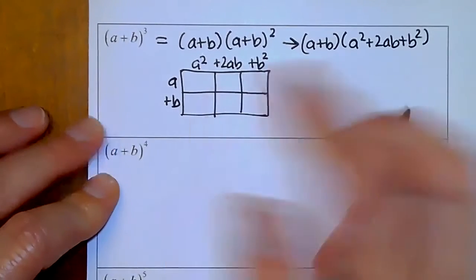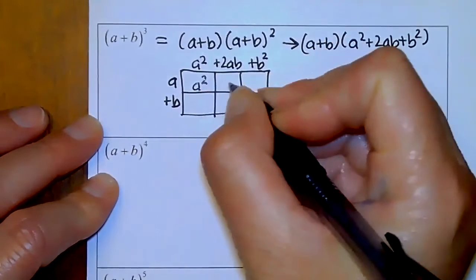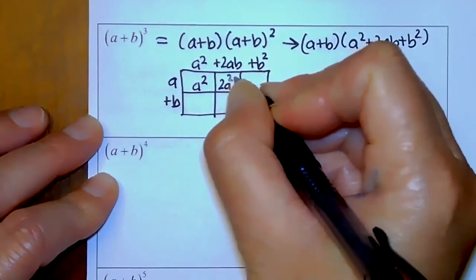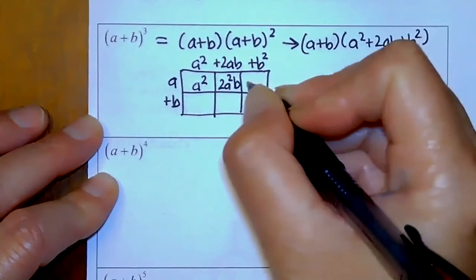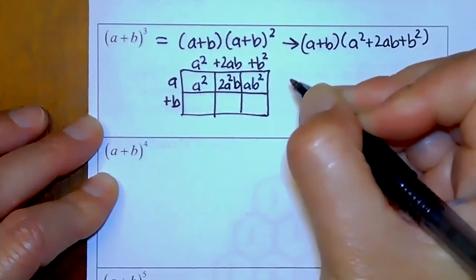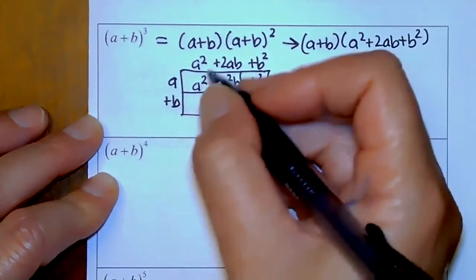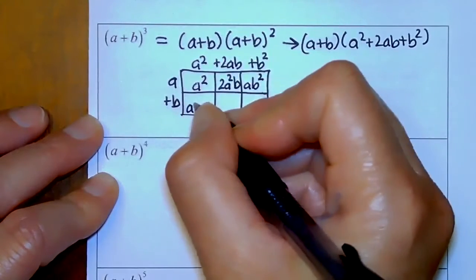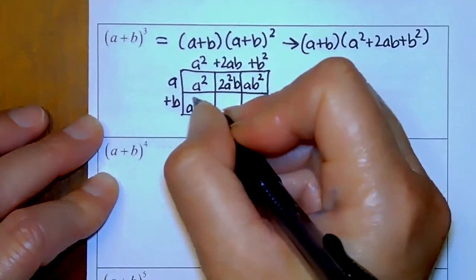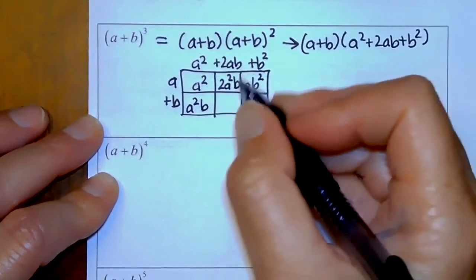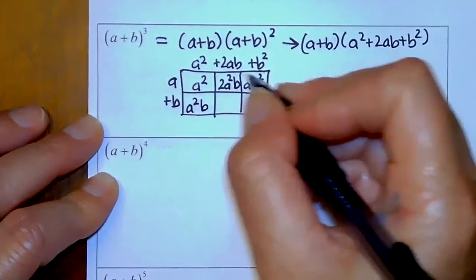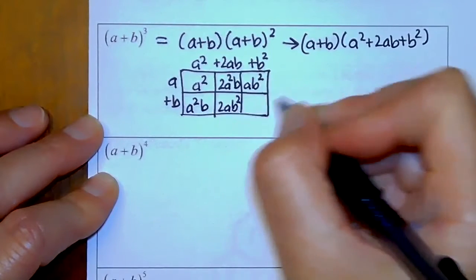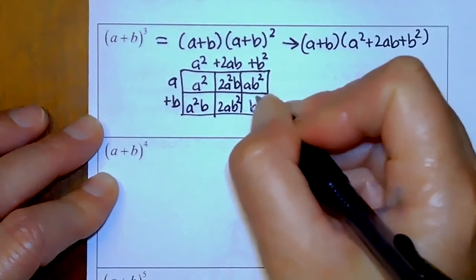So in this box here, I'm going to get a squared. Here, a times 2ab is 2a squared b. A times b squared is ab squared. B times a squared, I like to put my a's first. I like to do it in alphabetical order. That's how you see it a lot of times in math. A squared times b. B times 2ab is 2ab squared. And b times b squared is b cubed.